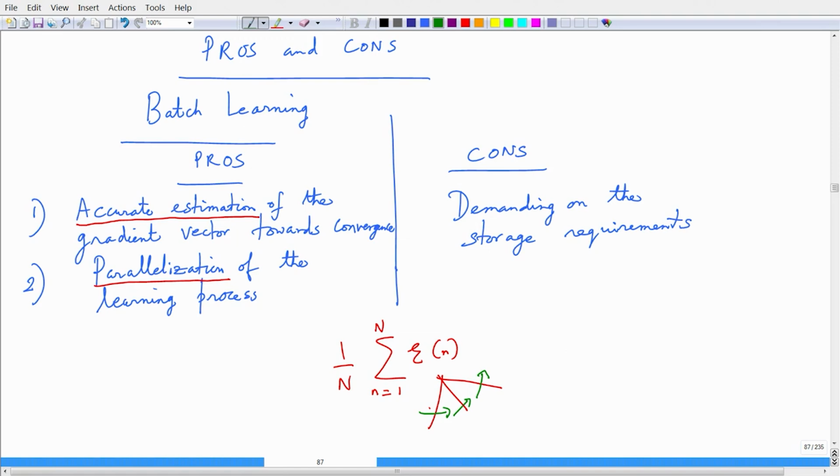What about the cons? Batch learning requires huge amount of storage. So, it is demanding on the storage requirements, and typically these days in AI applications, having a million records or 10 million records or a billion records, possibly, that is sort of the criterion. You have huge amount of data, and we want to learn the data statistics.